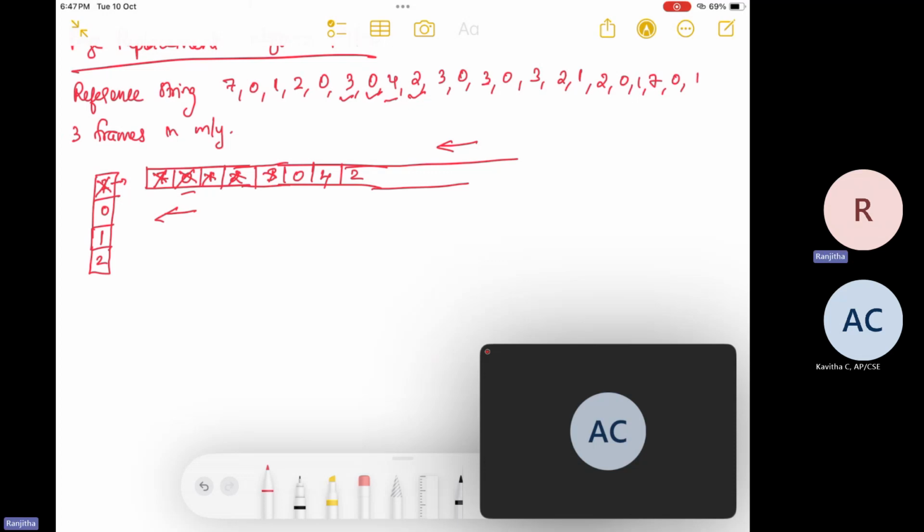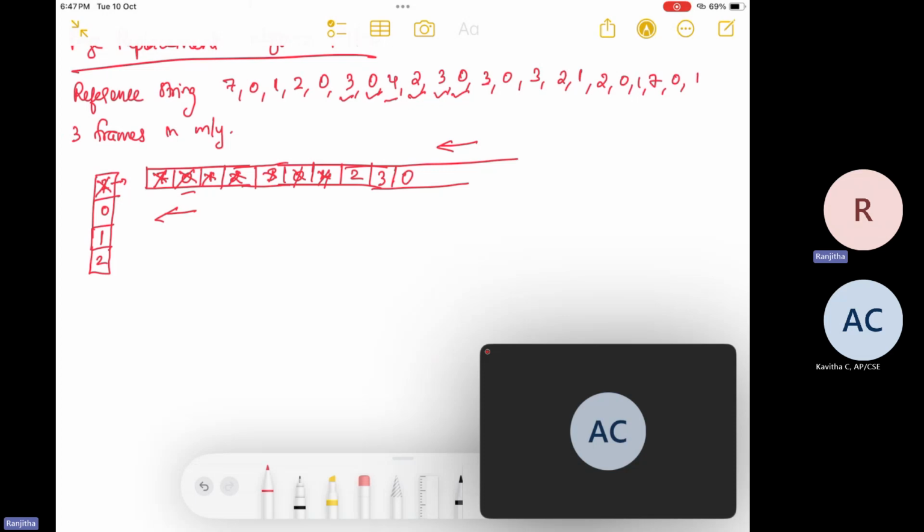2 came. Then after 2, again 3 is coming. So 3 is also not here. So 0 will be replaced and 3 will come in. So 3 is also a page fault. Now again 0 will come. 0 is referenced, sorry. But 0 is not there. So again 4 is replaced by 0. Okay. Now 3 is referred.